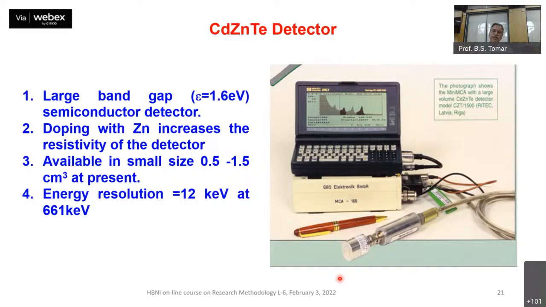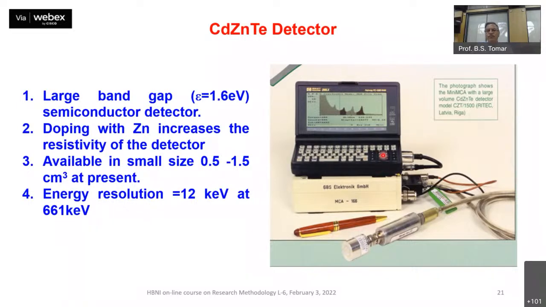So what I did, I put it in a lead pot so that we have a collimation, and at the end of the lead pot made a 10 mm hole. So the detector is shielded from the radiation background, and gamma rays will come only from the front through a 10 millimeter hole. This is a large band gap semiconductor detector, 1.6 electron volt, so we can operate at room temperature. We add zinc to increase the resistivity of the detector, and it is available in small sizes, 0.5 to 1.5 cc. And the resolution, for cobalt, for sodium iodide thallium, is 60 keV, and for cadmium zinc telluride it is 12 keV. So it is quite good to resolve the individual gamma lines.